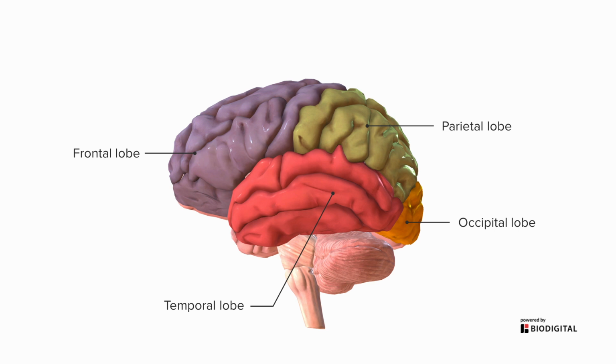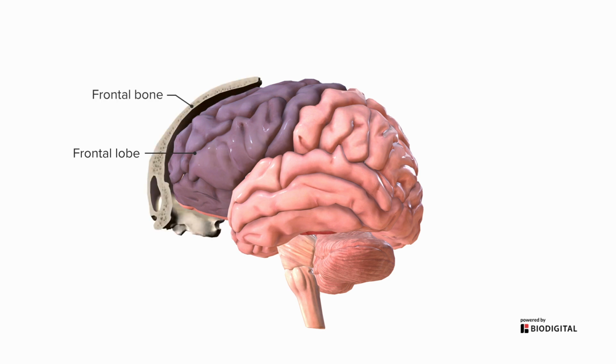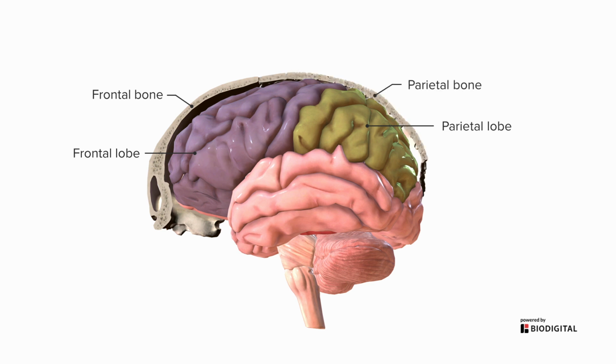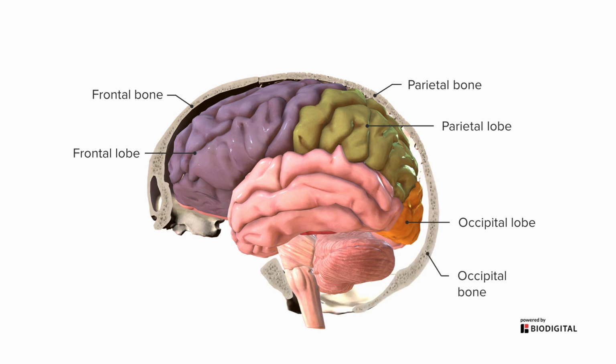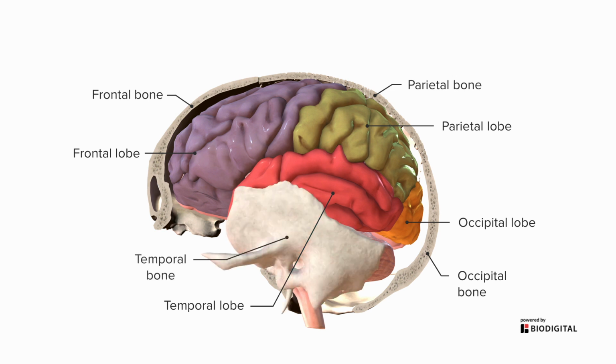And when it comes to these brain lobes, they actually correspond roughly to the skull bones that sit on top of them. For example, sitting around the frontal lobe, we have the frontal bone. We have the parietal lobe sitting just beneath the parietal bones. We have the occipital lobe sitting below the occipital bone. And finally, we have the temporal lobe sitting behind our temporal bone.